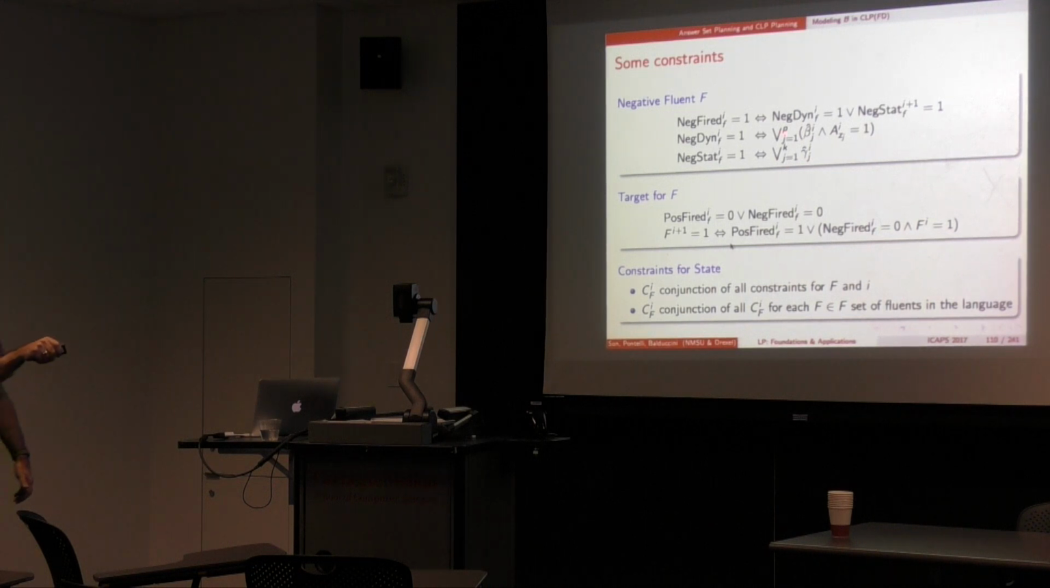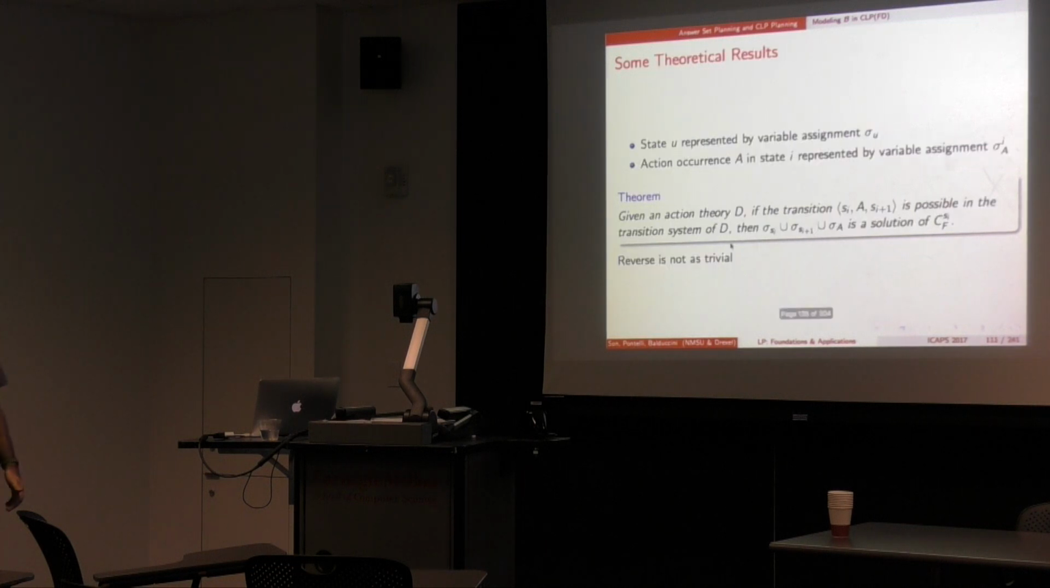So these were the collection of constraints that talk about one fluent. Now we have to do it for all the possible fluents that we have in the language. And that's, again, only one transition. Then you have to do it for every single transition in your finite horizon. Okay? So it's possible to actually prove some theoretical results about this encoding.